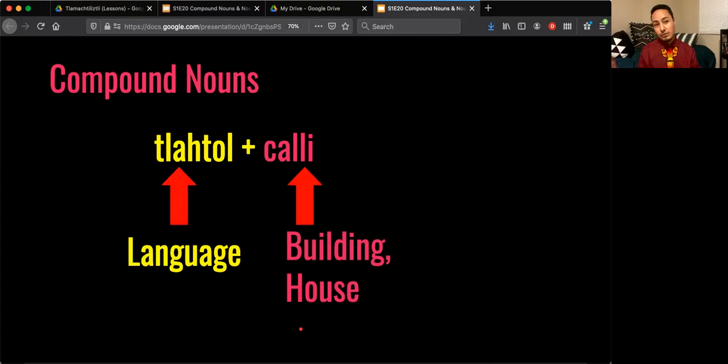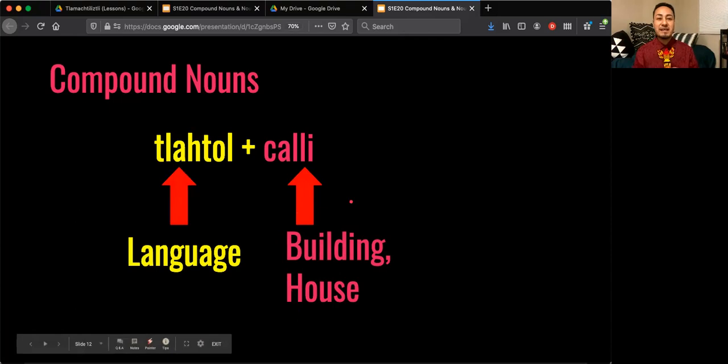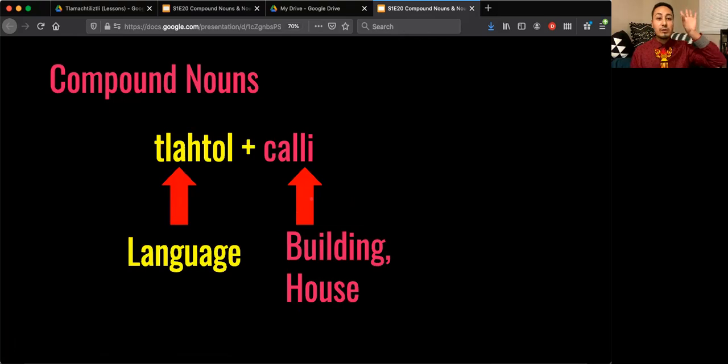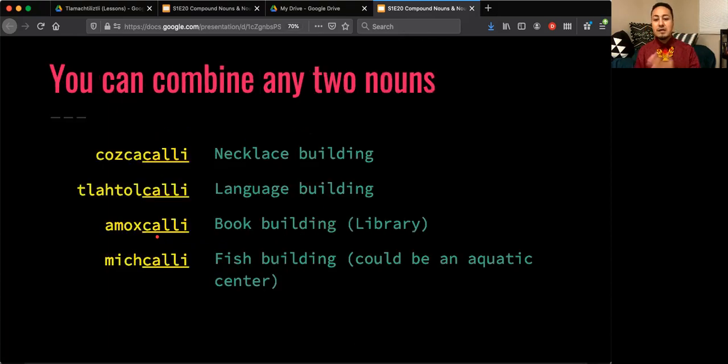Let's say you're at a school, that school has a language department, and you want to talk about the language building that's over there, you could call it the tlahtolcalli. Okay, so Nahuatl has that flexibility to create new ideas and new terms. So a tlahtolcalli could be like a language section of a university, etc., or maybe a language school or something like that. Although there is a word for school in Nahuatl as well.